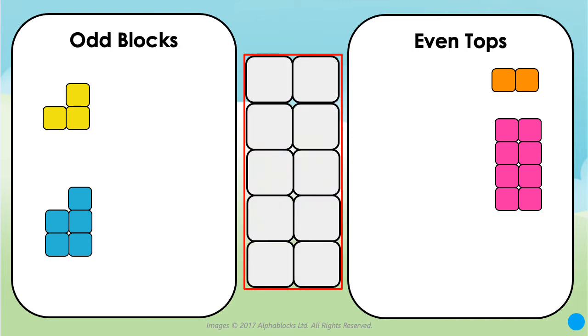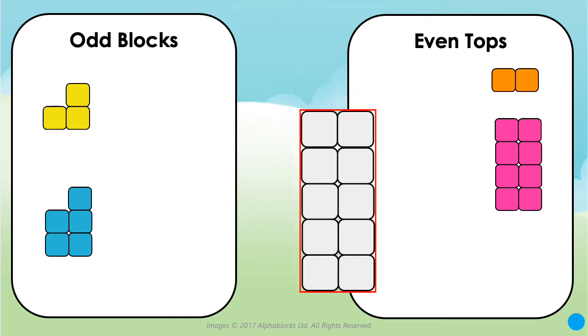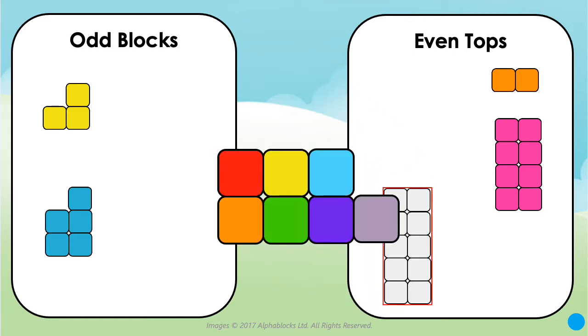What number block is this? That's right, it's number block 10. Is that an odd block or an even tops team? That's right, it's in twos, so it's an even top. 10 is an even number. Very good.